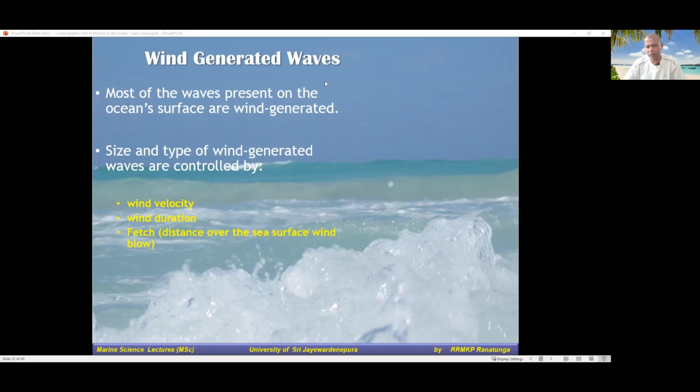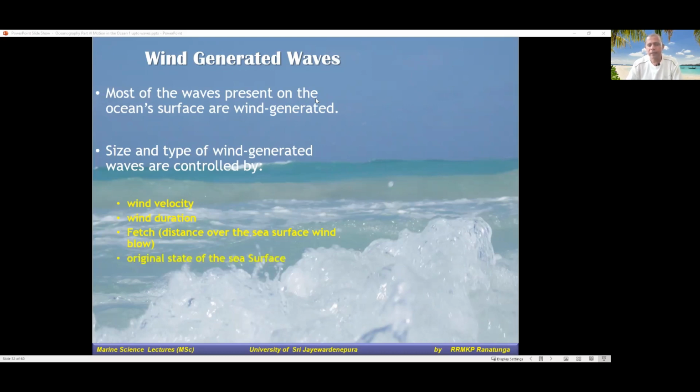Fetch is how long the wind can blow without any obstacles, right? Of course, in the ocean there are not many obstacles, so the fetch is very high or lengthier in the ocean, since there are no barriers. That may be very different in a bay or in lagoons, because there can be barriers, then the fetch is smaller. But if the fetch is higher, then you will expect stronger waves.